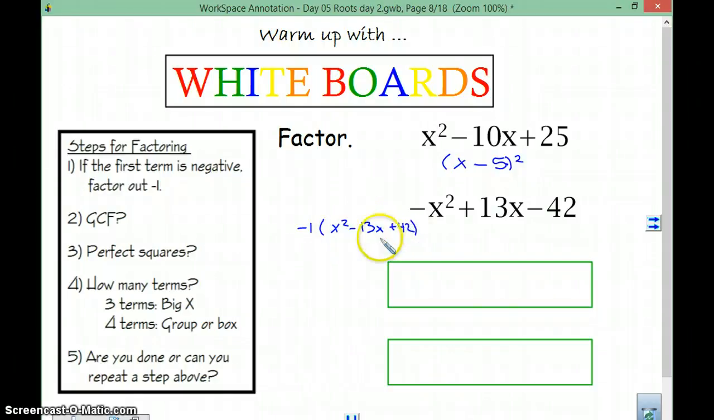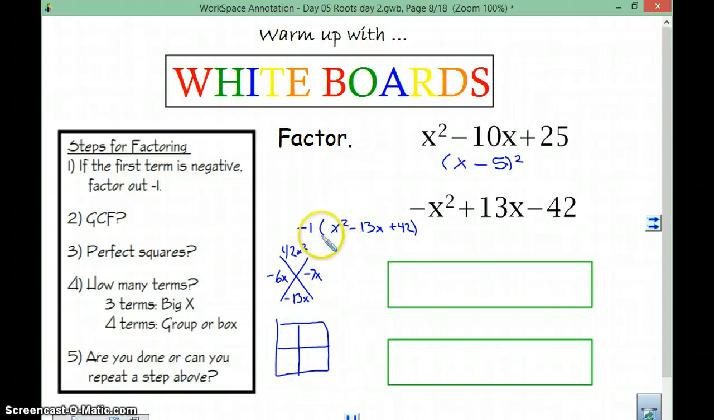Now we've got 3 terms left inside. Use the x. Multiply the a and the c. That becomes 42x squared. This becomes negative 13x. Two numbers that multiply to 42 and add to negative 13. That would be negative 6x and negative 7x. Stick it in your area model.